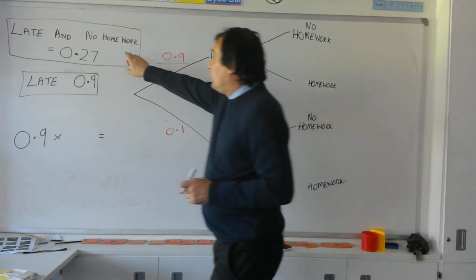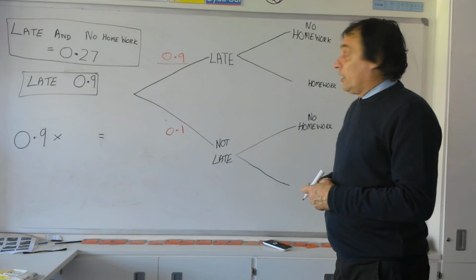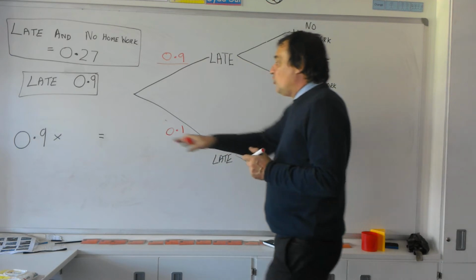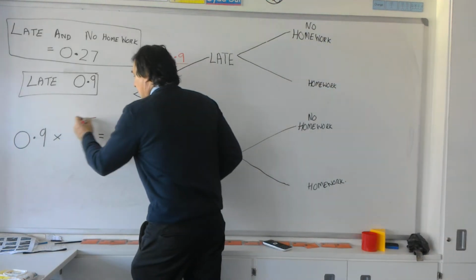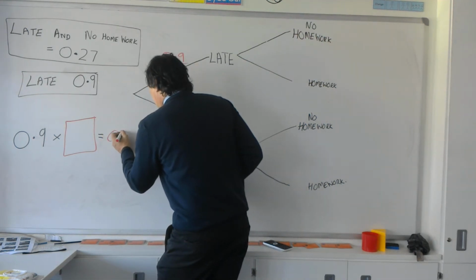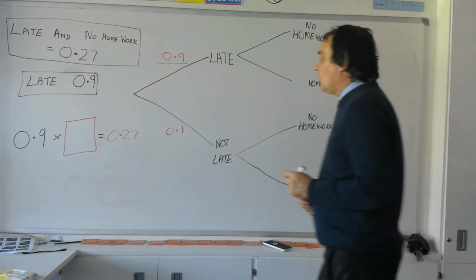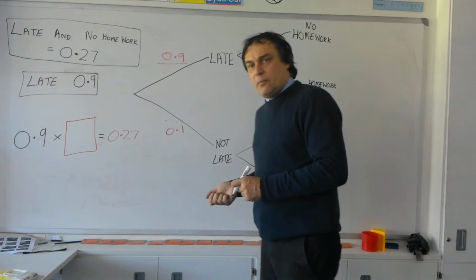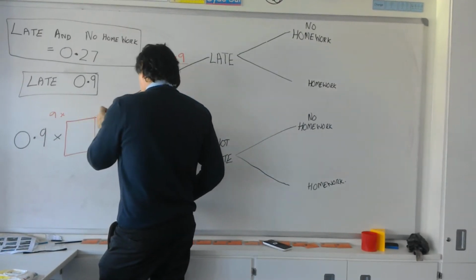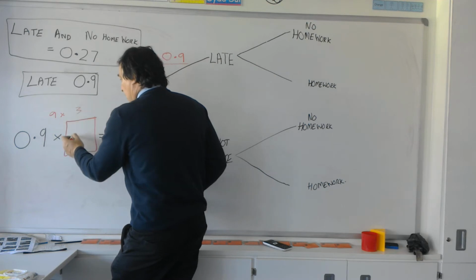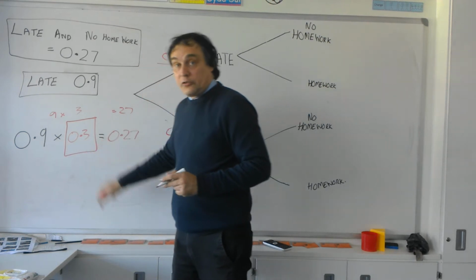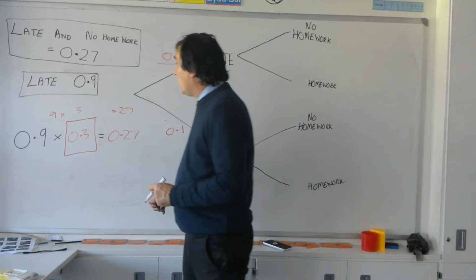Okay, so now back to this issue here, late and no homework. We're told that's 0.27, so in other words 0.9 times something is going to be 0.27. So in other words, let's have a look. 9 whats make 27? If we look at this sum here, the answer is 0.3. So this mystery number is 0.3.